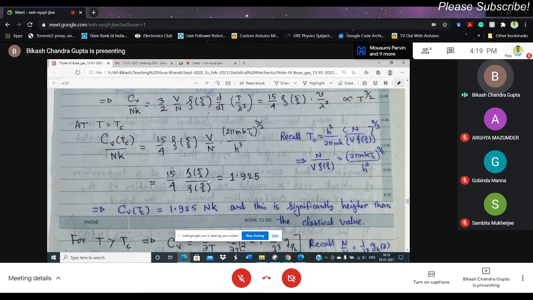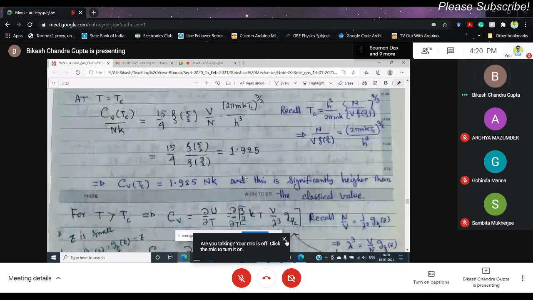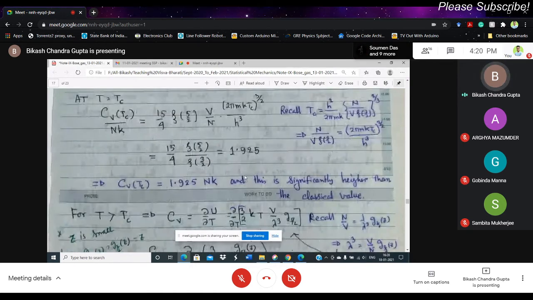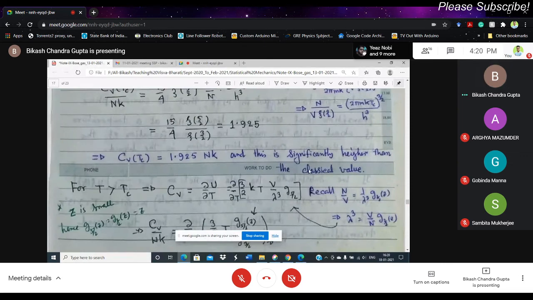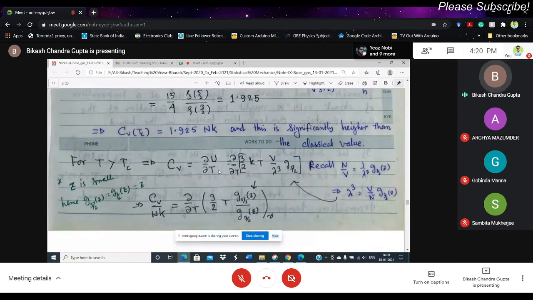Actually, classically it is 3 by 2, right? Means 1.5. Now you see at T equals Tc, if you put these values, and this is not very difficult actually, just using the relations, it will have the value 1.9, and this is significantly higher than the classical value. For T greater than Tc, then again you can have the values, and eventually you will have this kind of expression. Okay.